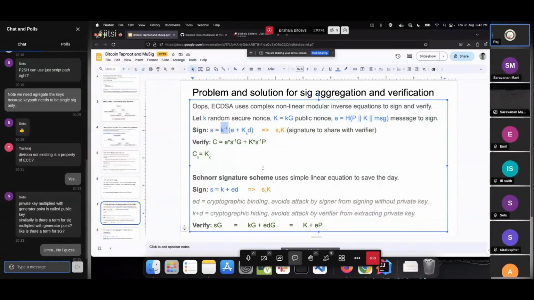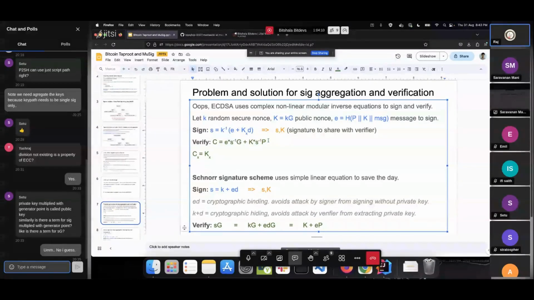Because at the same time the public key, the P part, is inside e, and e is divided by k, right? So you cannot just add two e's together and find out the two s's together, right? Because they are both divided by k, this makes them non-linear, so you cannot do a regular algebraic addition on top of the signature.